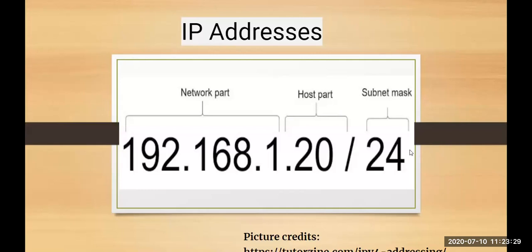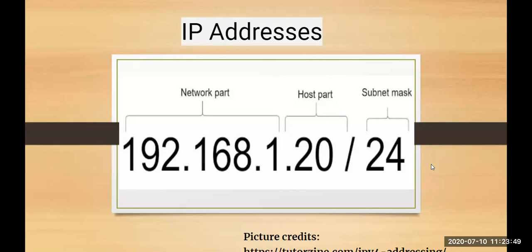An important point to note here is that whenever you talk about each host on your network, the network part of the IP address will always be the same, but the host part will be different. Why will the host part be different? Because every host is uniquely identified with its IP address. So that is always going to be different, but your network part can be the same.